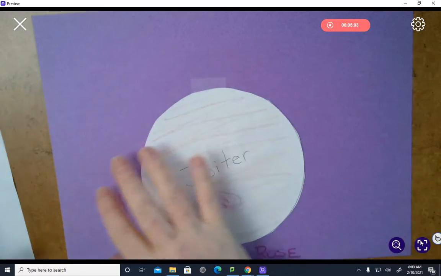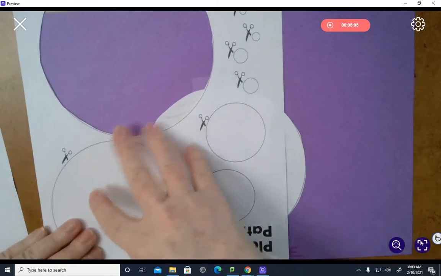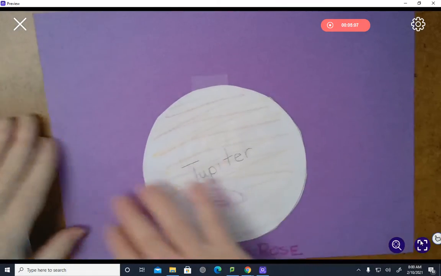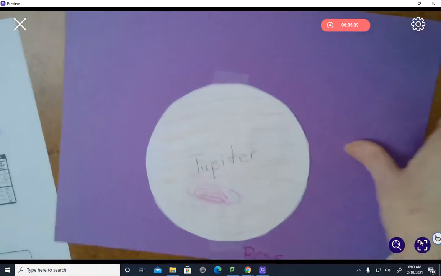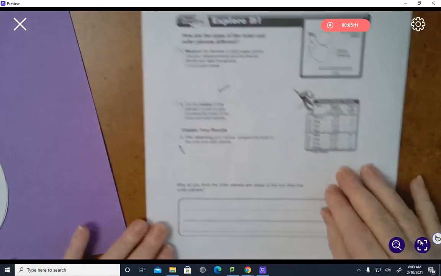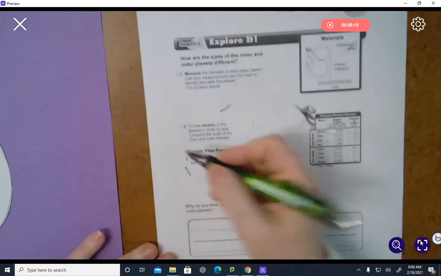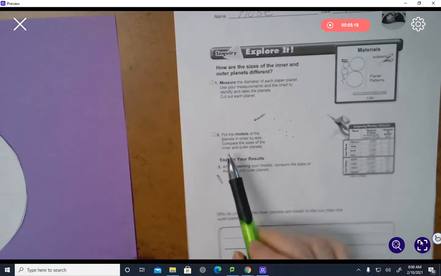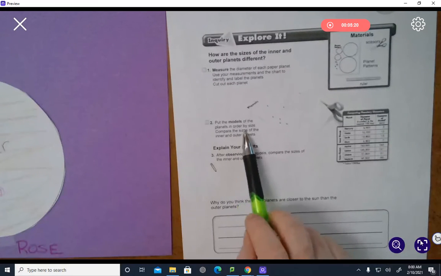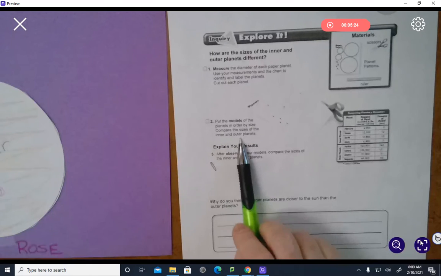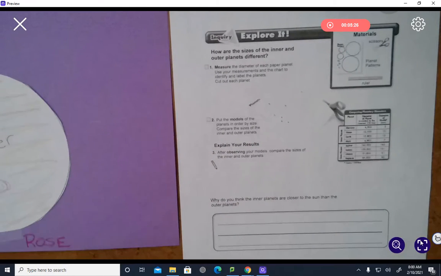After I get all of these cut out with their names on it and put on here in some way, we're going to answer these questions here. There are 2 questions here. Well, let me go through. Number 2, it says put the models of the planets in order by size. Compare the sizes of the inner and outer planets.